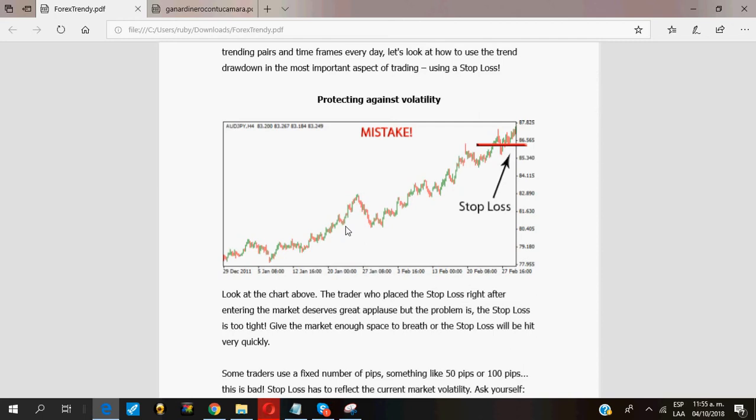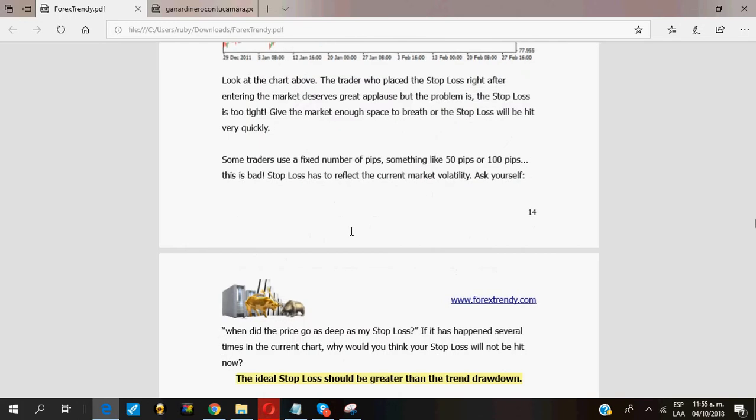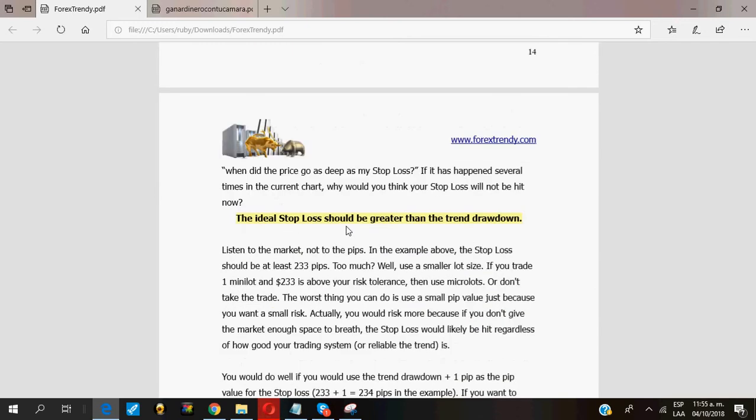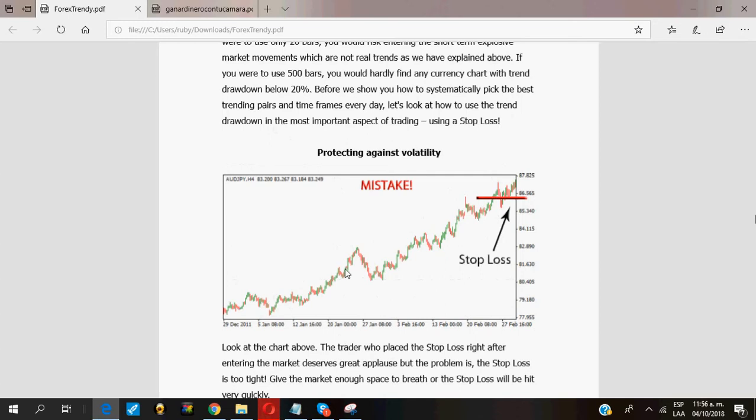Some traders use a fixed number of pips, something like 50 pips or 100 pips. This is bad. Stop loss has to reflect the current market volatility. Ask yourself, when did the price go as deep as my stop loss? If it has happened several times in the current chart, why would you think your stop loss will not be hit now? The ideal stop loss should be greater than the trend drawdown. Listen to the market, not to the pips. In the example above, the stop loss should be at least 233 pips.